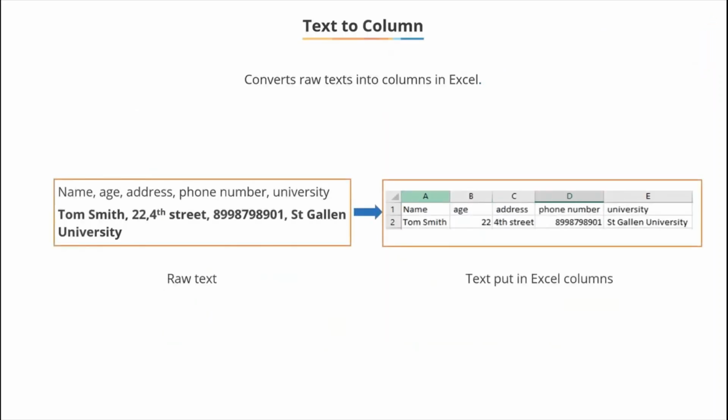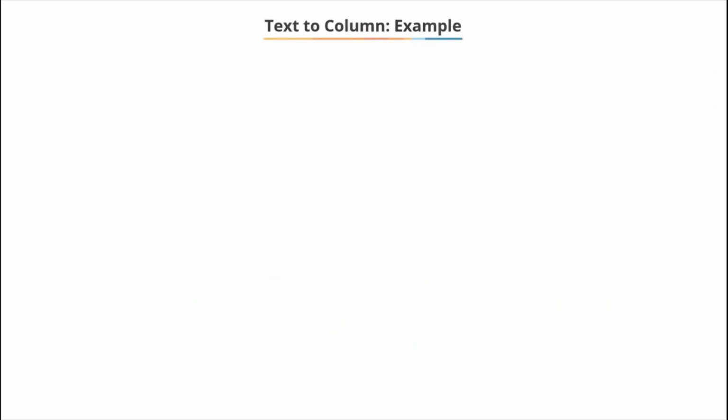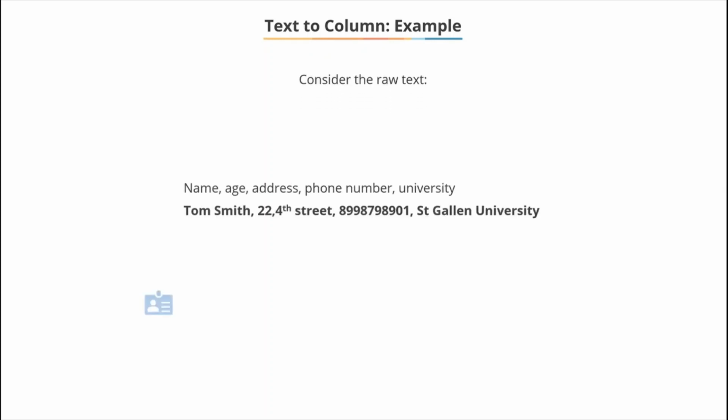Raw texts into columns in an Excel sheet. Now, let us learn how to achieve text to column through an example. Consider the following raw text. Here, the information such as name, age, address, phone number, and the university is provided in the raw text form. Let us learn how to put this into a column in Excel.